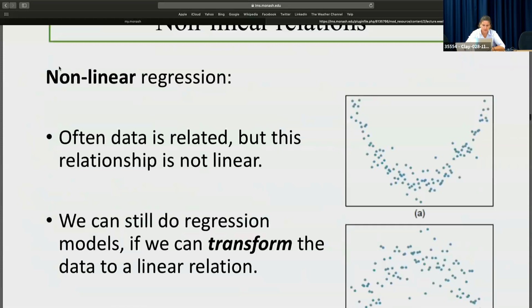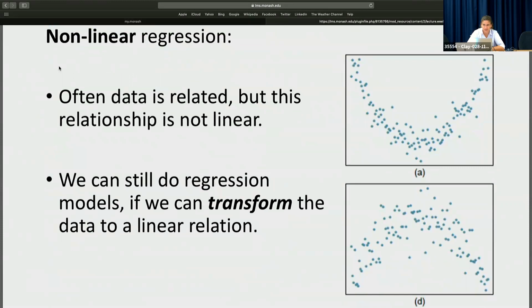So often our data is related, y and x are related, but not in a linear relationship. So we can see the parabolic relationship up here. So y is clearly a function of x, but it's not a straight line. So we can still do a regression model. We can use a nonlinear regression model where y is a function of x squared in this case, or we can transform our data to make it linear.